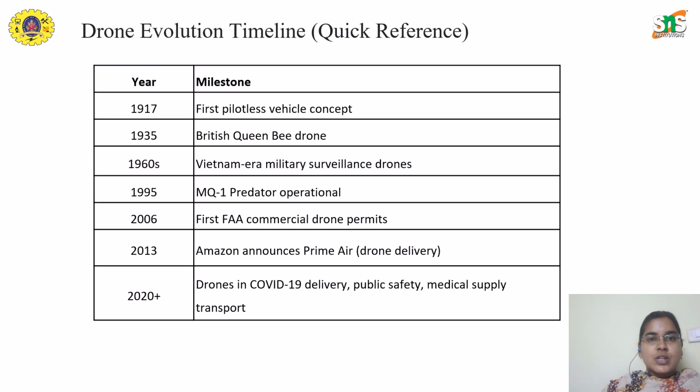As a drone evolution timeline, you can have a quick reference starting from the first pilotless vehicle concept. We have drones in COVID-19 delivery for public safety, medical supply support, etc. So the US designed it, and though it was originally for military use, it came to commercial use, and now it is used in various applications.